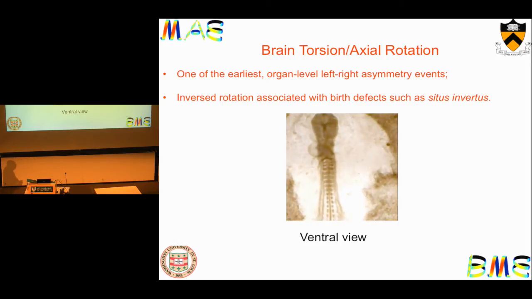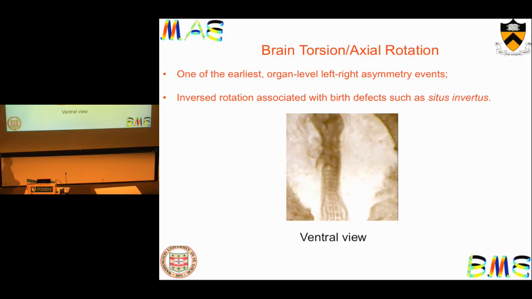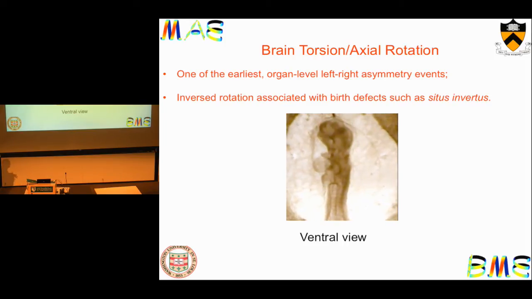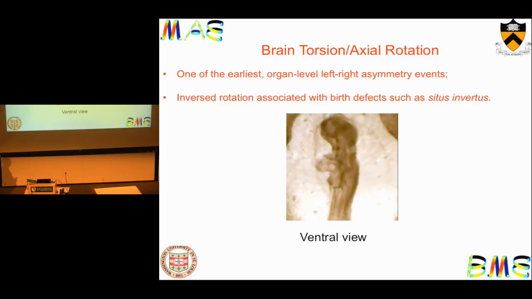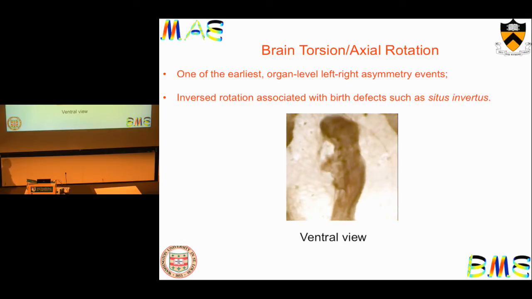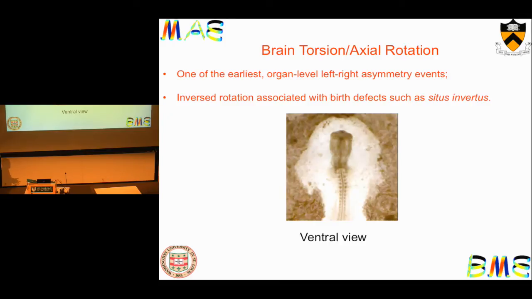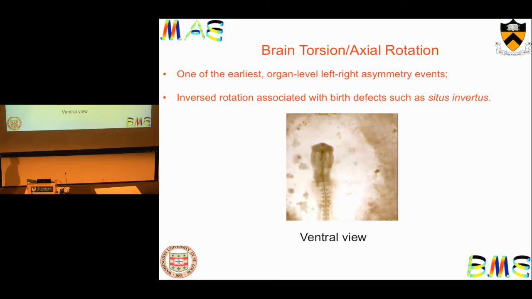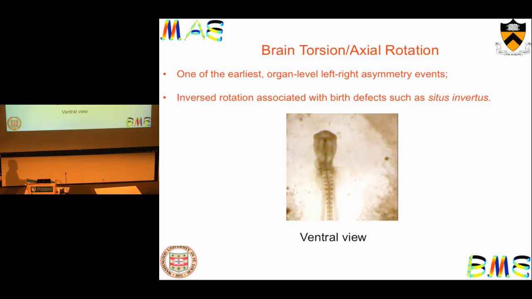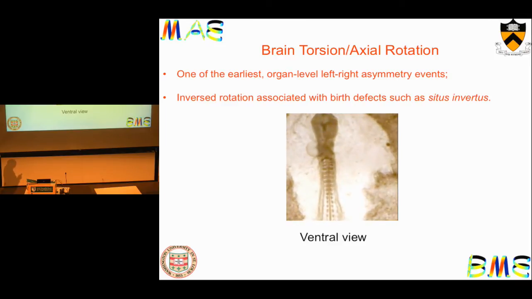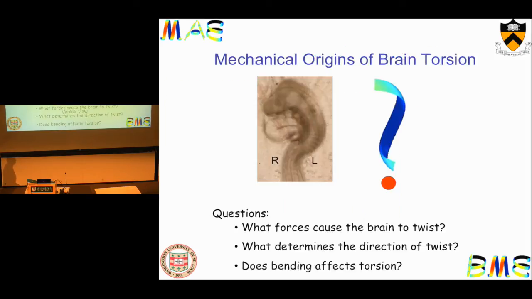This is one of the earliest organ-level left-right asymmetry events in development. It's known that inverse rotation can be associated with birth defects like situs inversus, when the internal organs are in the mirror image positions of the normal ones. This process is also termed axial rotation. If we look at it from the ventral side, it eventually becomes a question mark.